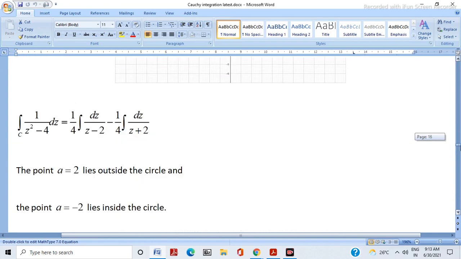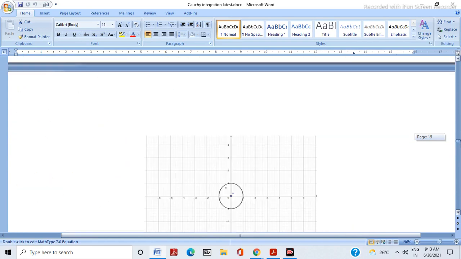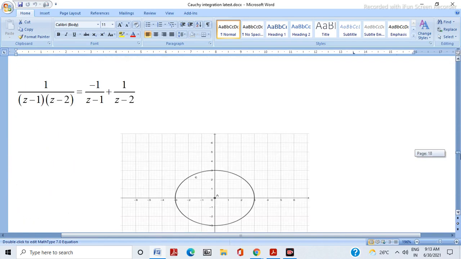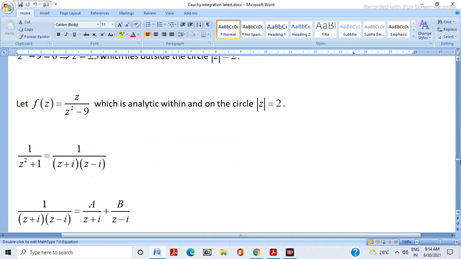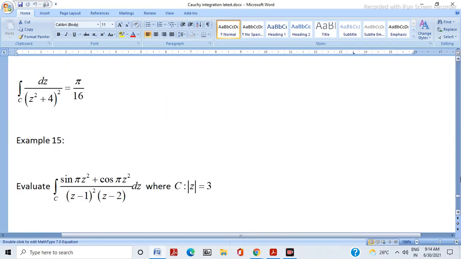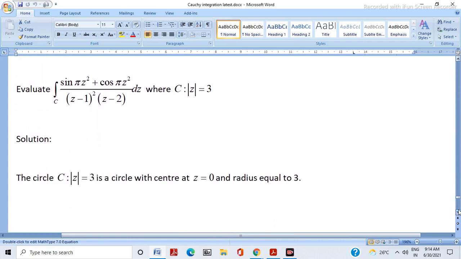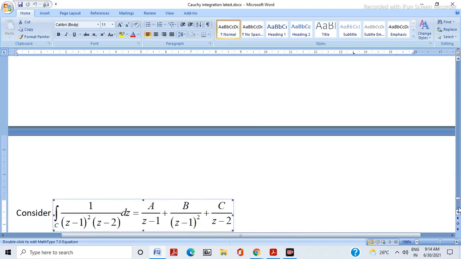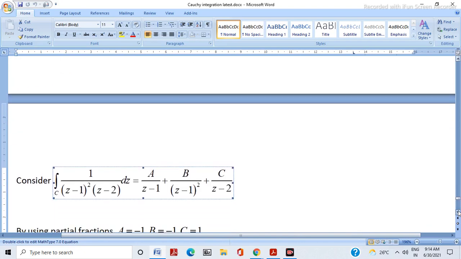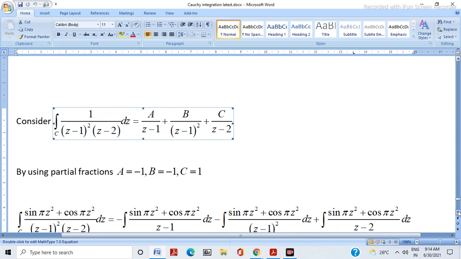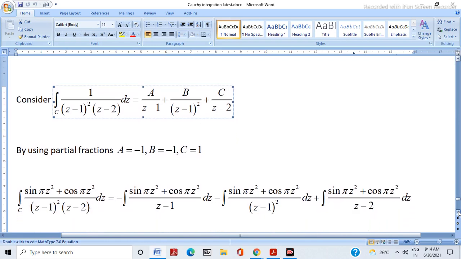So just one second, I will use the whiteboard and show that, because typing will be difficult here. What we have to find is 1 by z minus 1 all square into z minus 2. Then how can we write it? We can write it as a by... one second, I will connect the whiteboard.